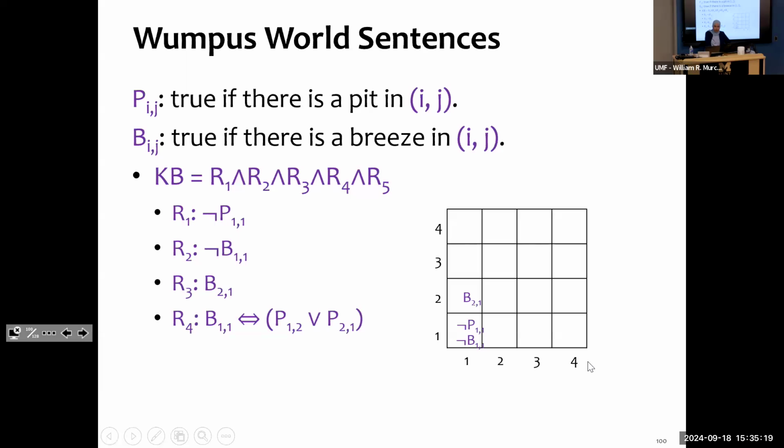If there is a breeze at position 1,1, it means there must be a pit, and only if there are two ways. You are right. There is a pit at one of the adjacent positions, 1,2 or 2,1. Right, Zoya? Okay. So now, what is the other rule?